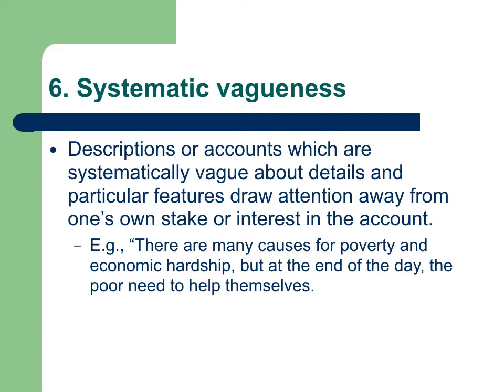I notice now the ABC does it all the time on Q&A. But if people are just systematically vague and say, oh, well, there are many reasons for poverty and economic hardship, but at the end of the day, the poor need to help themselves. Well, this doesn't really say anything, does it? And it doesn't really stand up to a very specific, direct and concrete challenge.